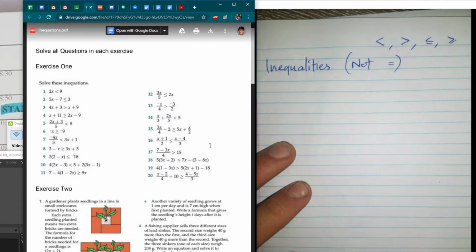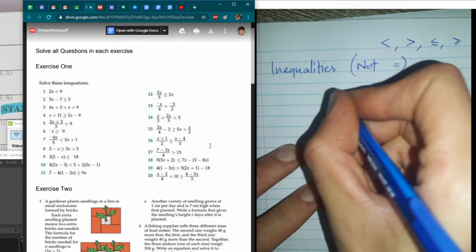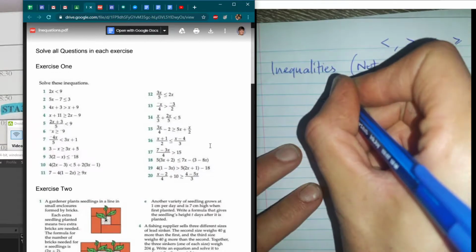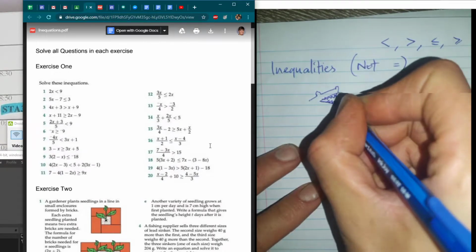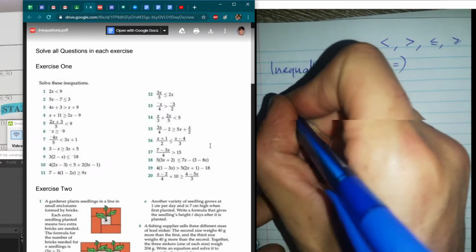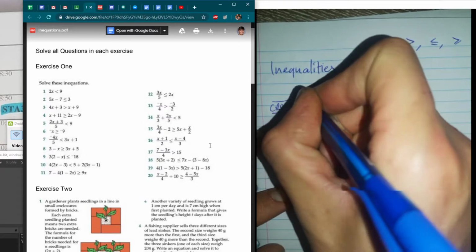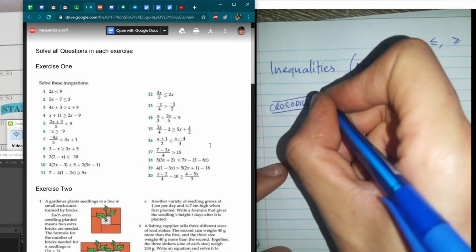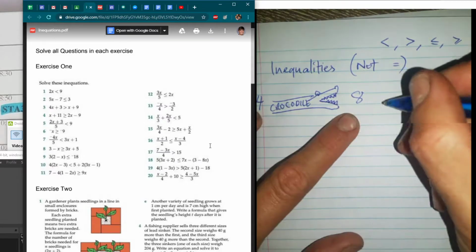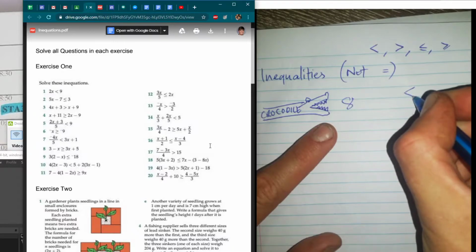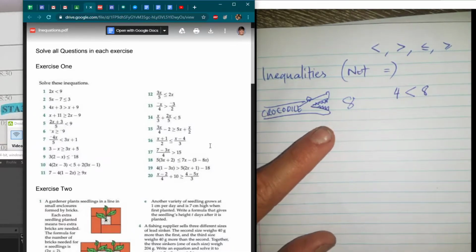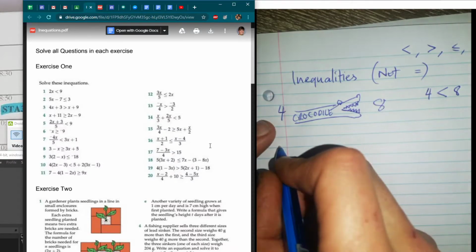Best way to remember is the crocodile, because they're greedy, the crocodile will always eat the bigger number. So when given the choice, if he or she is given the choice between an 8 or a 4, the crocodile always eats the bigger number, right? So if I have this, it means that I'm going to put the smaller number on this side and the bigger number on that side. Crocodile always eats the bigger number. That's inequalities. So let's have a look at the examples.